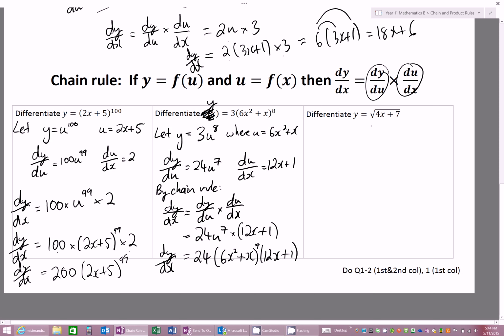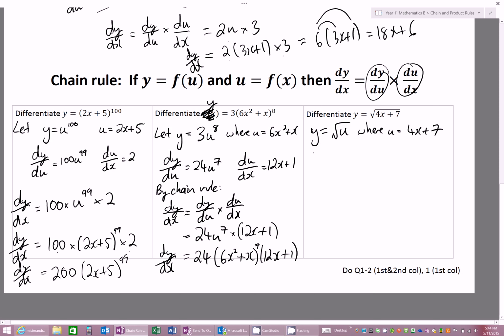Final example, another y equals one. Okay, so what I'm going to do is choose the inside. It's always the inside function that we make u. So I'm going to have y equals the square root of u, where u equals 4x plus 7. I'll differentiate both of them like normal.